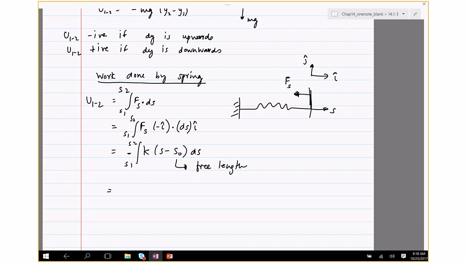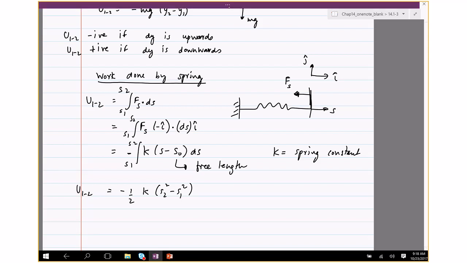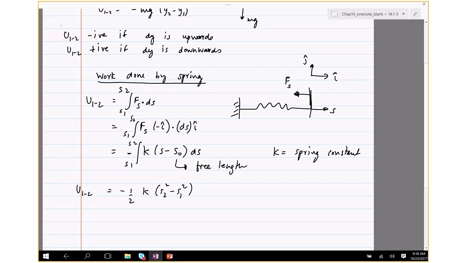So when you take this integral, it turns out that S0 actually disappears. Is K here a spring constant? K is a spring constant. So when you take the integral of this term, you get u12 as minus half k (s2 square minus s1 square).